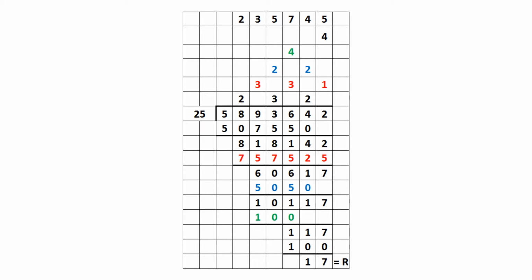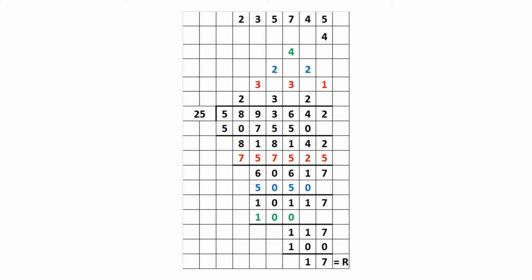So the question is, how many 25s go into 60? 2. That's 50. Subtract 50 from 60. That's 10. Go to your 61. How many 25s go into 61? 2. That's 50. And you subtract 50 from 61, you get 11. Bring down the 7. Okay, now the 25 does not go into 10. That's a 2-digit number. But 25 goes into the 3-digit number 101 4 times. So 4 times 25 is 100. That's in green. Subtract 100 from 101. That's 1. Okay, 25 does not go into 17. Bring the 17 down. Now, 25 does not go into 11, but 25 goes into the 3-digit number 117 4 times, which is in a black quotient digit.